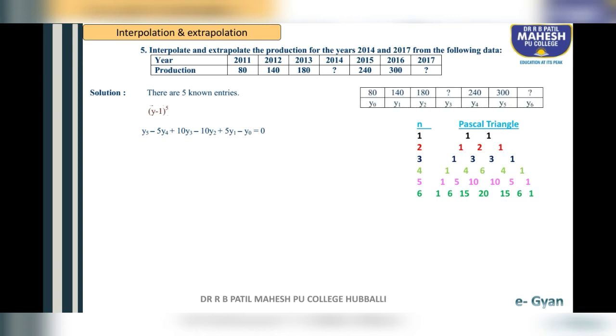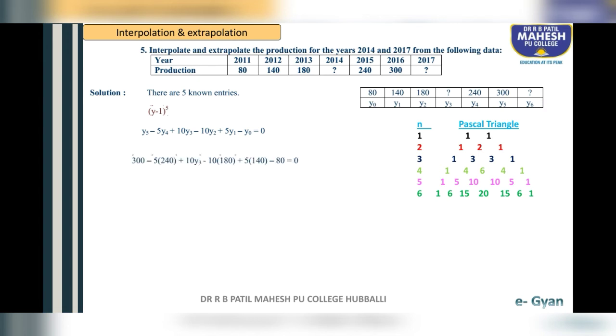Students, assign the y values: y0, y1, y2, y3, y4, y5, y6. This means we have to find the missing value of y3 and the missing value of y6. Using the first equation, we find the missing value of y3. Using the second equation, we find the missing value of y6.